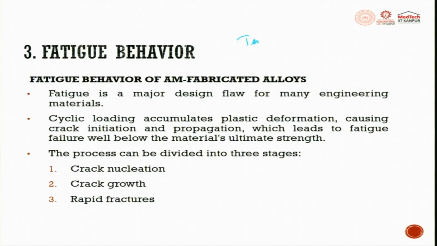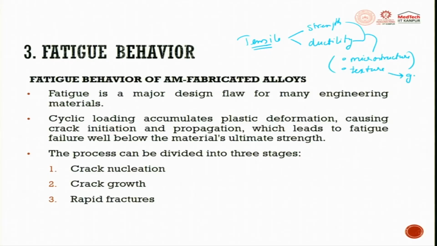Predominantly if you see tensile property, you have strength and ductility. Now, these two, how do you tailor make with respect to microstructure and texture? Okay. So, with this what we do is we try to play with the strength and ductility of tensile. So, here all these things depend predominantly on grain. Now, grain, and inside a grain what are all the phases.